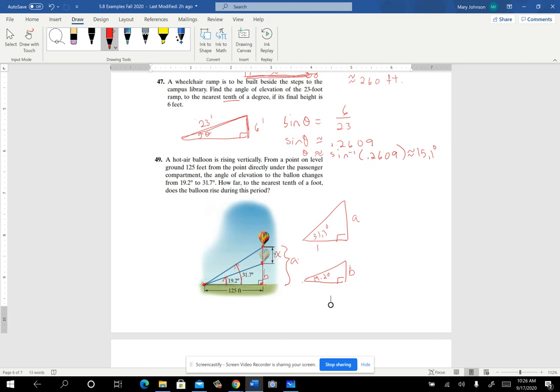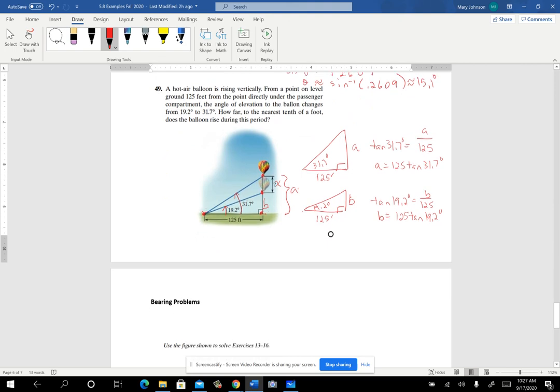So 125 is this along the ground, 125 feet. That's on both of them. Looks like tangent would be involved on both of those. So I'll do the tangent of 31.7 degrees. That would be A over 125. So A would equal 125 tangent of 31.7. And B, it's going to be similar. The tangent of 19.2 degrees would be B over 125. And so B would equal 125 tangent of 19.2 degrees. Okay?